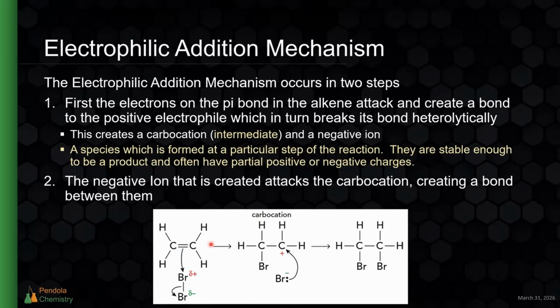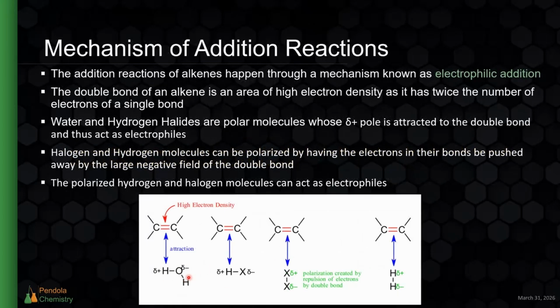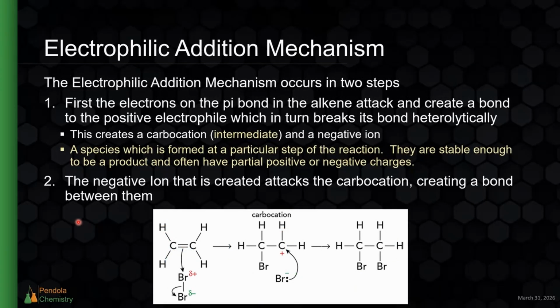The mechanism, again, is going to be the same, whether it's a steam, hydrogen halide, or a halogen or hydrogen molecule. It's going to be the same because all of these molecules are going to have that partial positive, whether it's because of polarization or because they're already polar molecules. What's going to happen in an electrophilic addition mechanism is going to happen in two steps. So this is a two-step mechanism where the reaction or the mechanism happens in two phases.